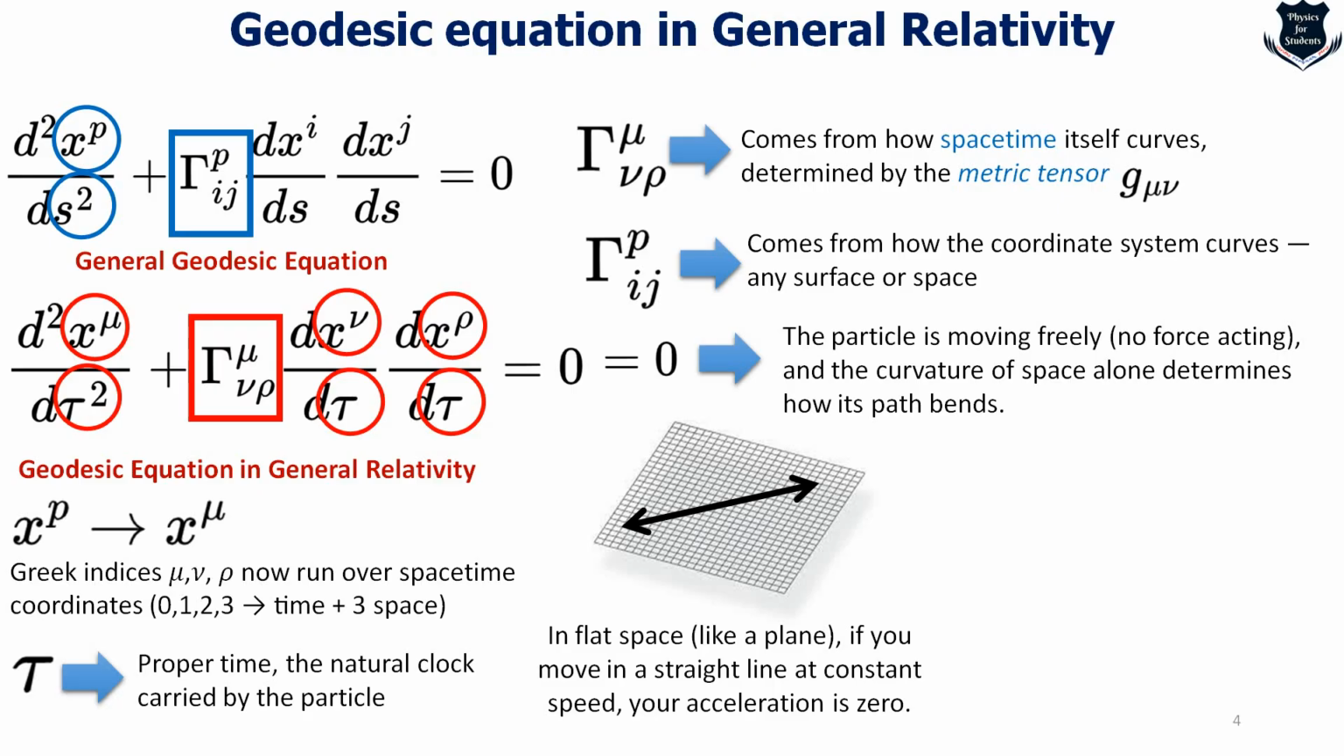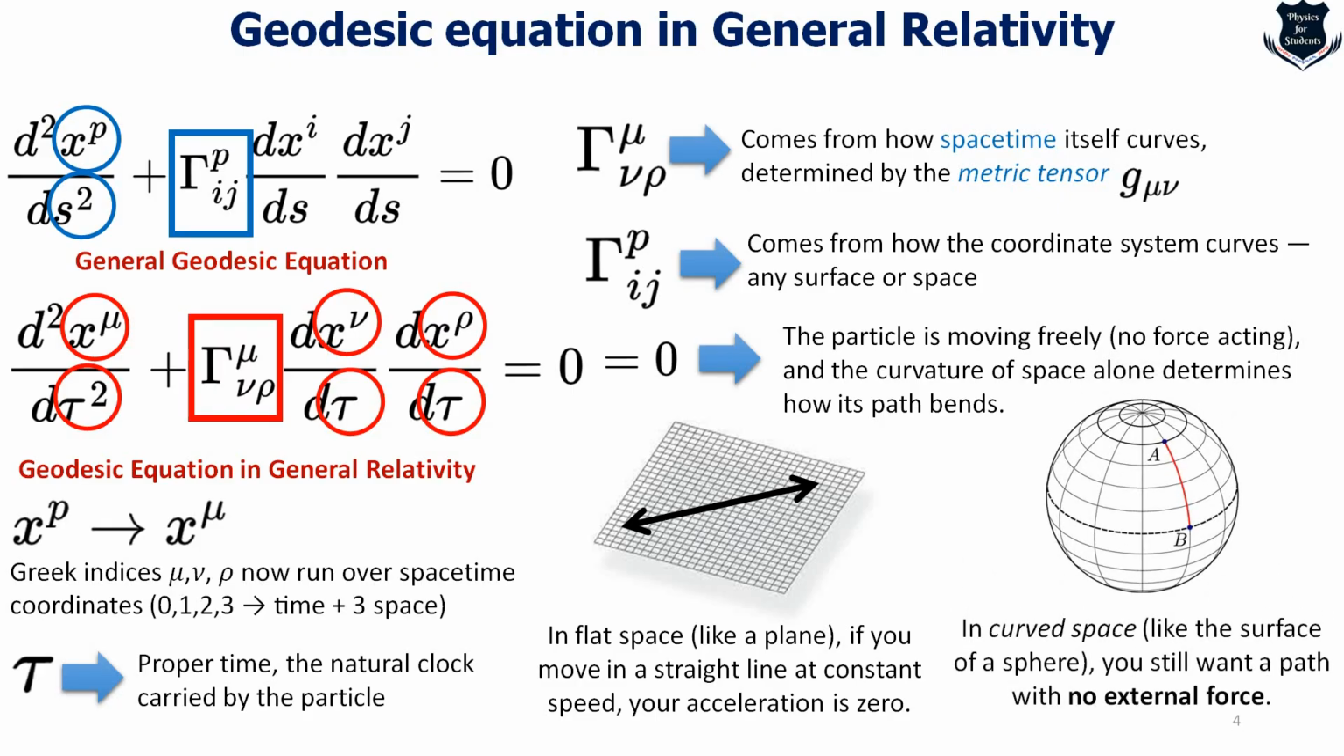So here is a diagram: in flat space, if you draw a straight line, it is moving at a constant speed, so your acceleration is 0. And in curved space, the same A and B, which is that red line on a sphere, shows that it follows a natural path. That means there is no external force acting on it, and that actually justifies why the equation is set to 0.